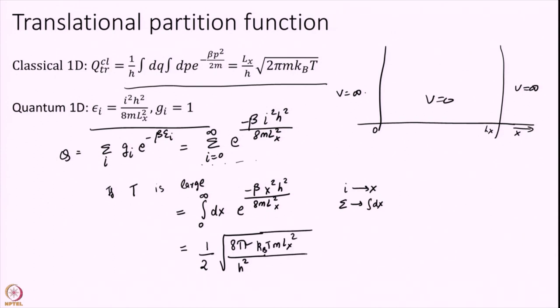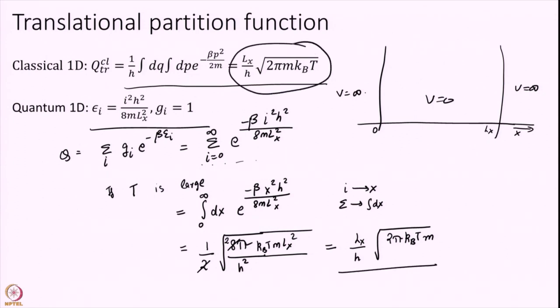We will just simplify it a little bit. First thing we note, 8 is 4 into 2 and 4 I take out of square root. So, I get a 2 that will cancel with this 2. I take h square out and lx square out and get this. Okay. And you can note that this is exactly the same as this.